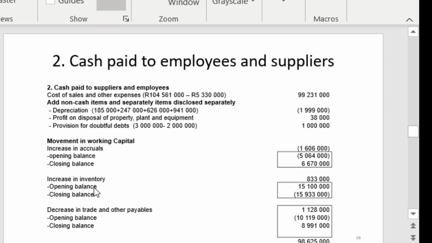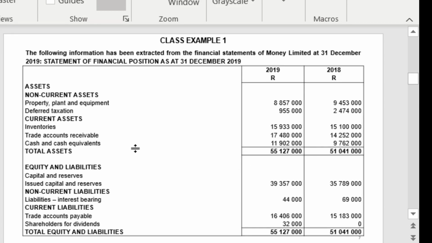So if you go to the statement of financial position, our opening balance of inventory was 15,100,000 and the closing balance was 15,933,000. We can all agree that our inventory has increased by 833,000. Where do we get this information from? From the statement of financial position. If you go under current assets, you will be able to see that our inventory balances, which is the opening as well as the closing, it's reflected here.